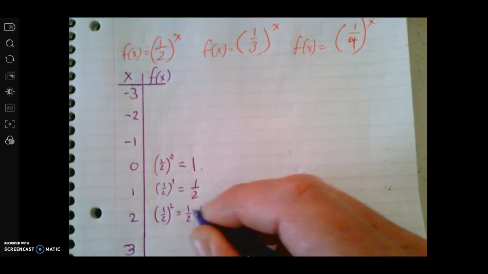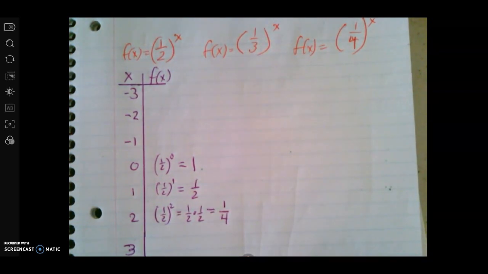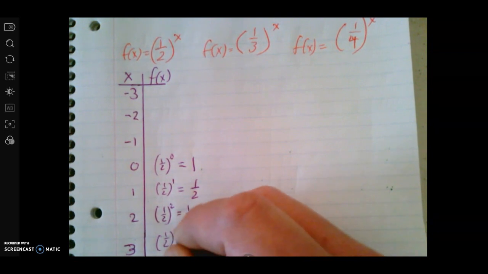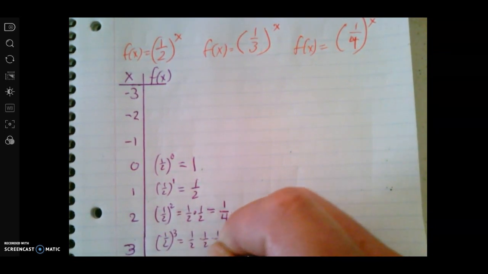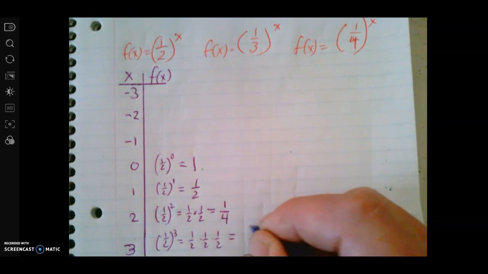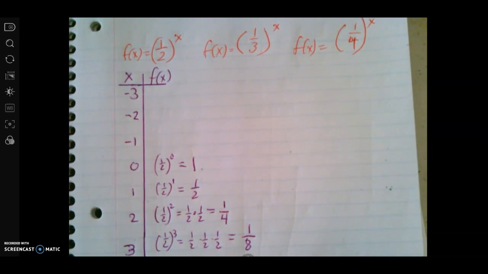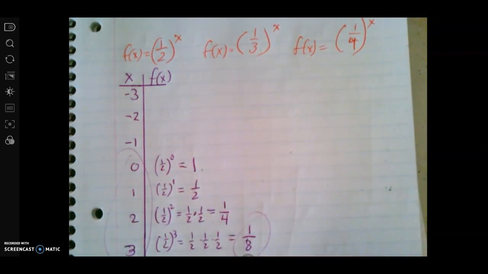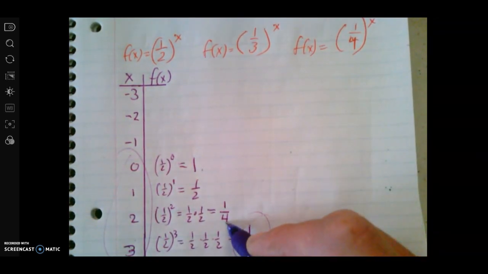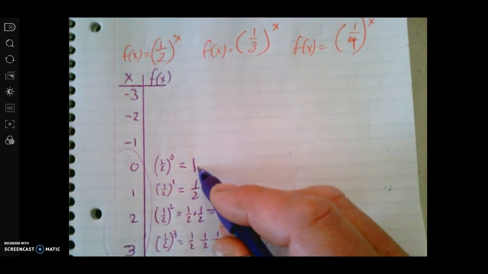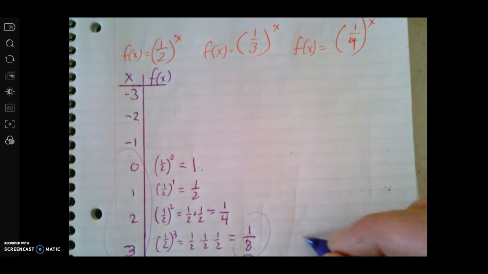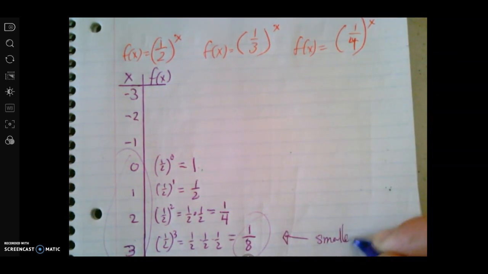And when you're multiplying fractions, you multiply across the top. 1 times 1 is 1, and across the bottom, 2 times 2 is 4. And so for 3, 1/2 to the third would be 1/2 times 1/2 times 1/2. And 1 times 1 times 1 is 1. 2 times 2 times 2 is 8. All right. So as we go to bigger numbers here, we're actually getting smaller fractions. 1/8 is smaller than 1/4, which is smaller than 1/2, which is smaller than 1. So it's actually getting smaller. All right. Whereas the other graph was actually getting bigger and bigger, which is kind of weird.